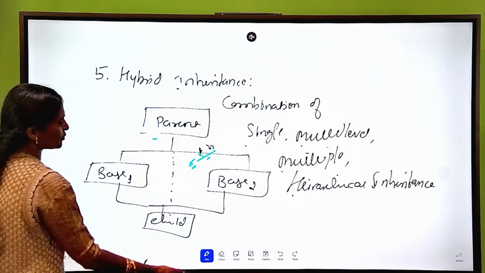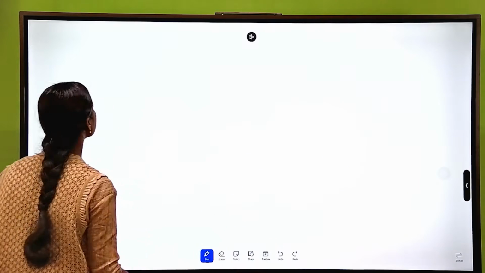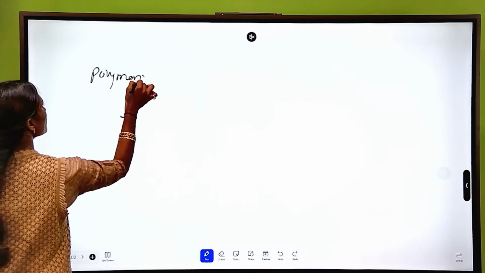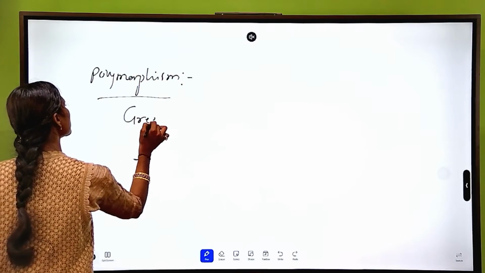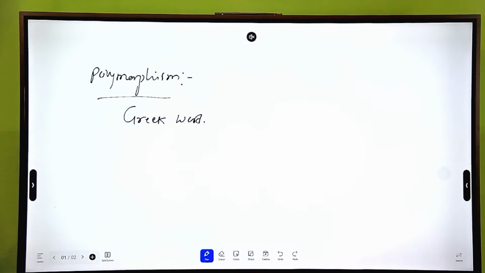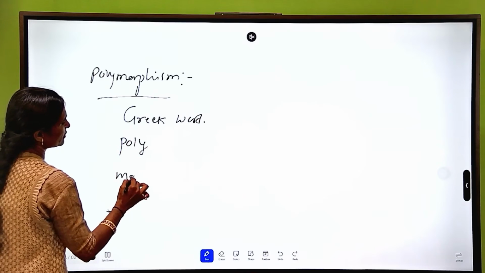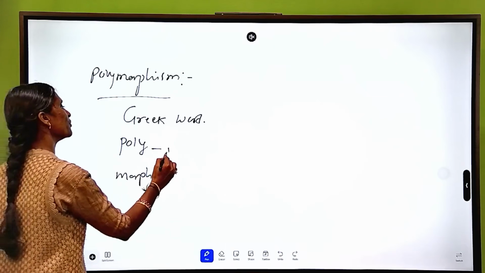The next OOPS concept is polymorphism. Let us see. This is a Greek word. It's split into 2 terms: one is poly, the second is morph. Poly means many, morph means form.